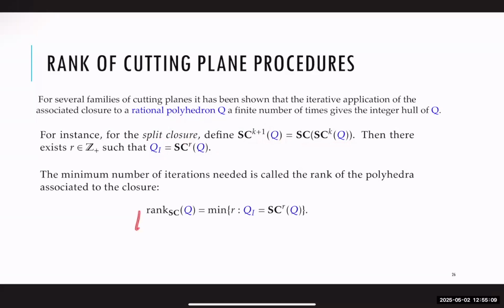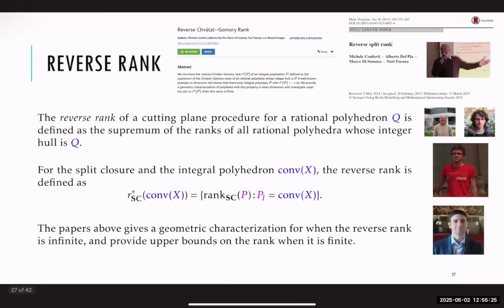And this defines the rank of the cutting plane procedure, in this case split closures for a rational polyhedron: the minimum number of times that you need to apply it in order to obtain the integer hull of the polyhedron. There are results related to reverse rank by Conforti, Del Pia, Di Summa, Faenza, and Grappe.